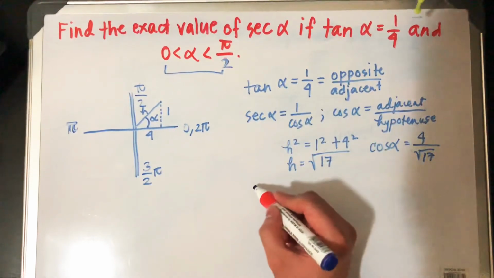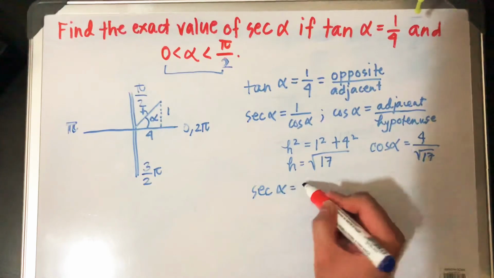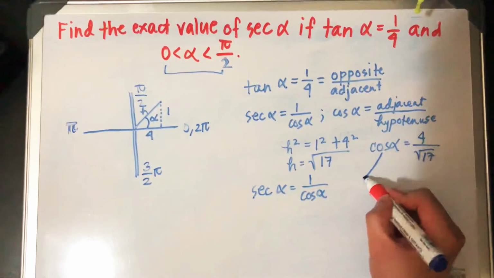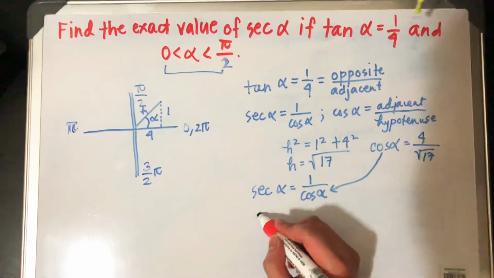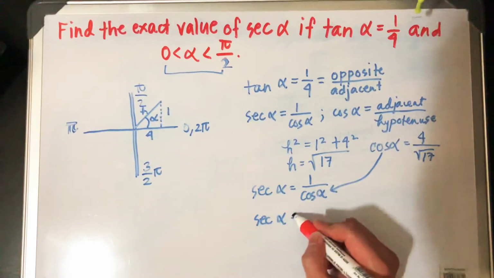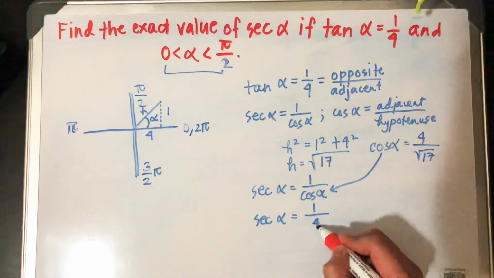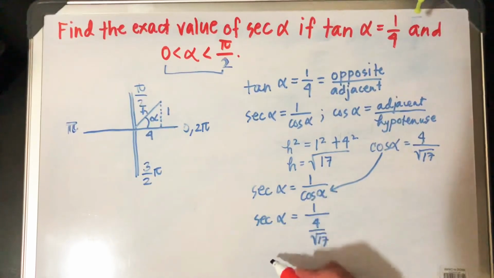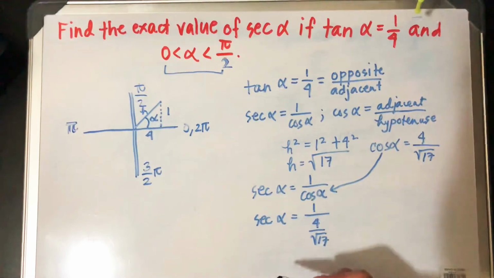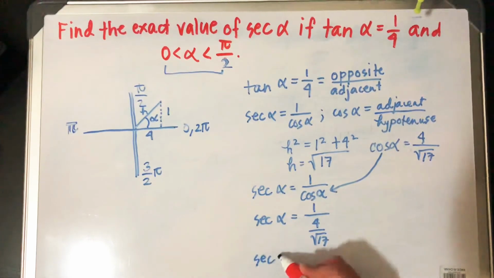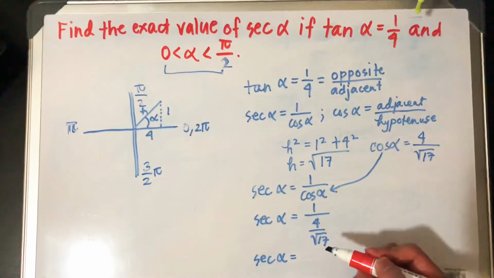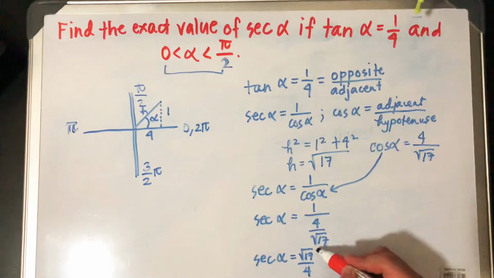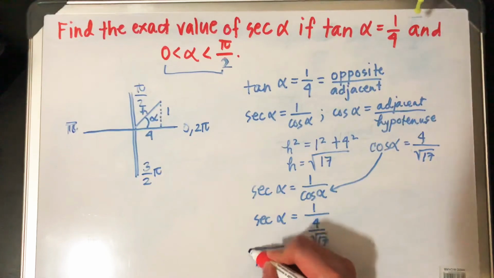So we can substitute it here. Again, secant alpha is equal to 1 over cosine alpha. Plug it in, so we have secant alpha is equal to 1 over 4 over square root of 17. If we simplify this further, we get secant alpha is equal to square root of 17 over 4. Okay, so this is the answer.